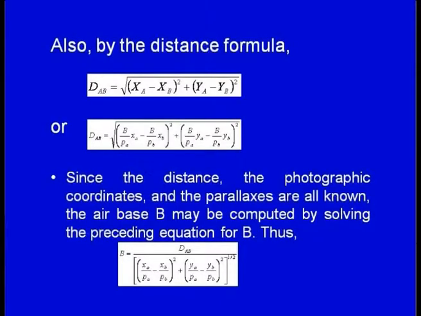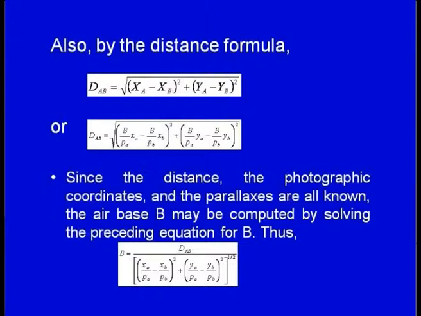Now, having designated the ground coordinates in relation to the base B, the parallax of the points and their photographic coordinates on the left photograph, we can substitute these values of x A, x B, y A, y B in the standard distance calculating formula. D is equal to under root of the difference of the x coordinates of A and B whole square plus the difference of the y coordinates of A and B whole squared. By substituting these values, it yields the equation as given below.